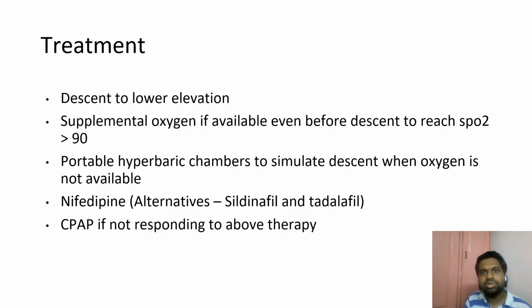Then the next thing is, in case there is no availability of oxygen with you and there is no access to the hospital, if you have a portable hyperbaric chamber, do use it because it will simulate the descent and it is very helpful if there is no feasibility of descent. Suppose you have a very good hospital nearby, it is better to take the person to the hospital because anyway they will start him on oxygen. And when oxygen is given, since hypoxia is the root cause, the oxygen will reverse this. So the target SpO2 that is supposed to be maintained is greater than 90.